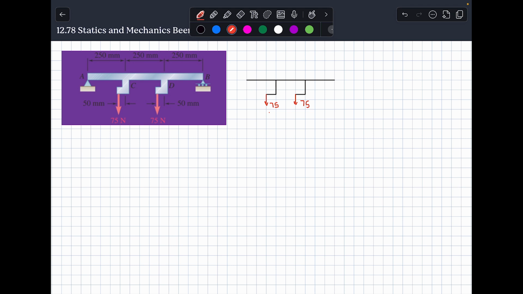I am an engineer that's worked at Rivian and Tesla, and today I'm going to show you exactly how to do this challenging shear moment diagram.